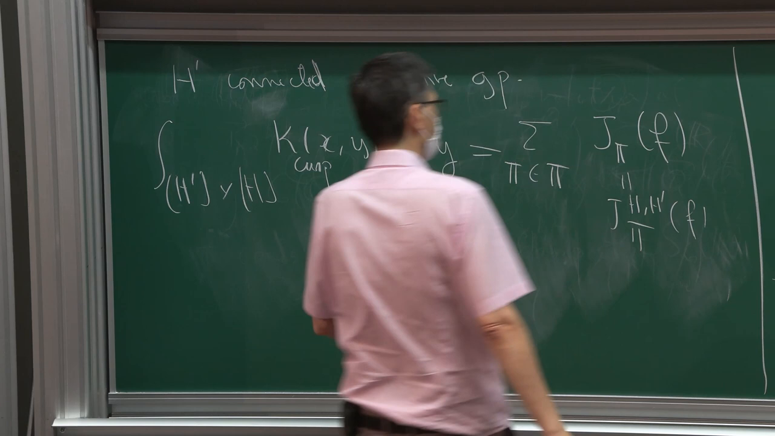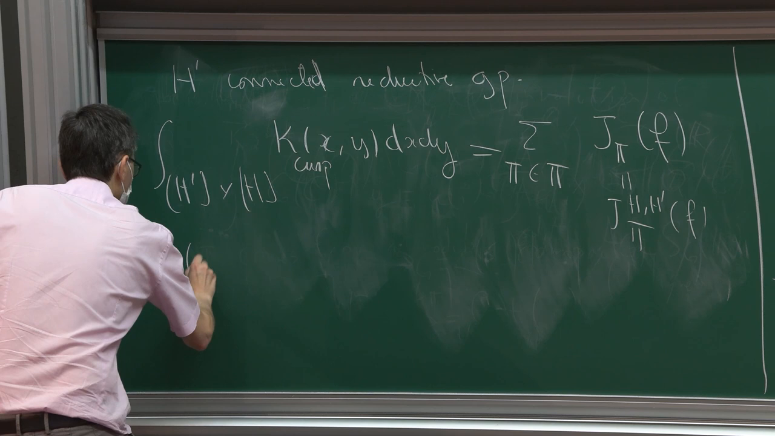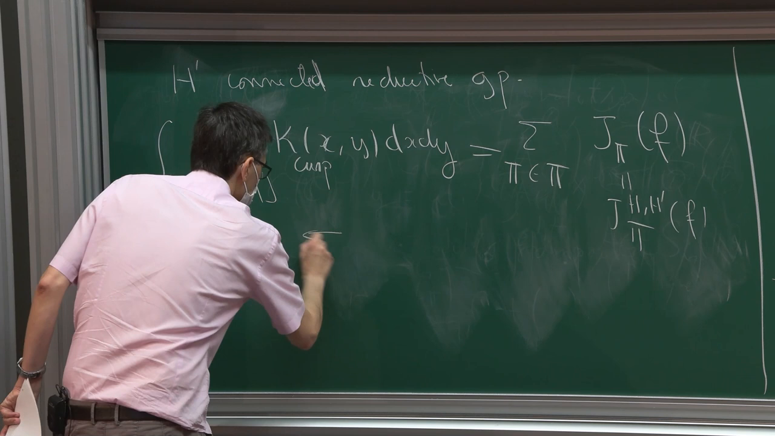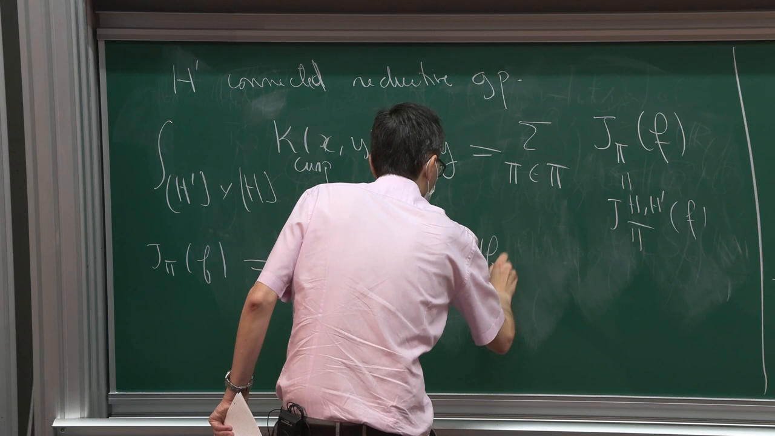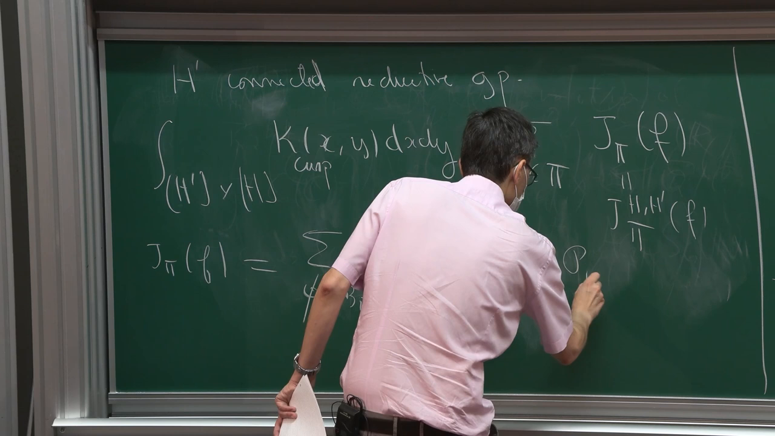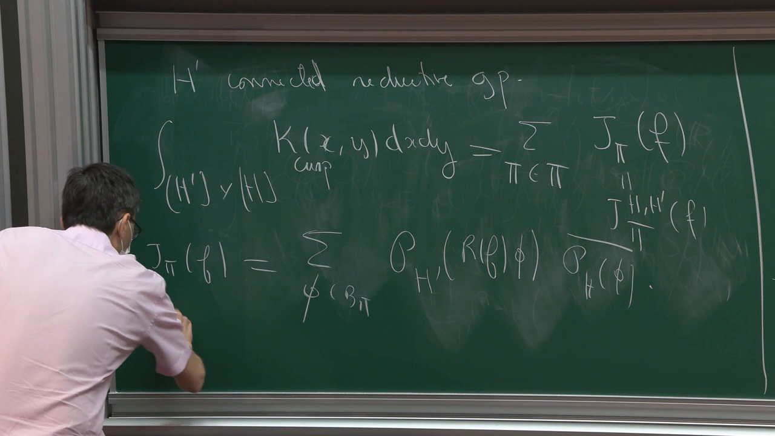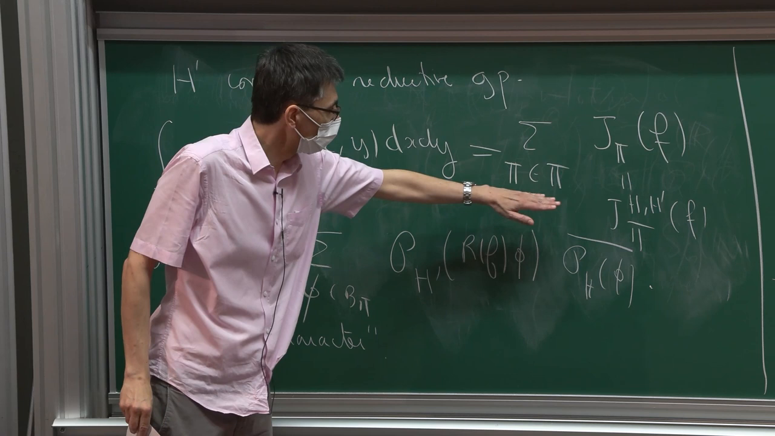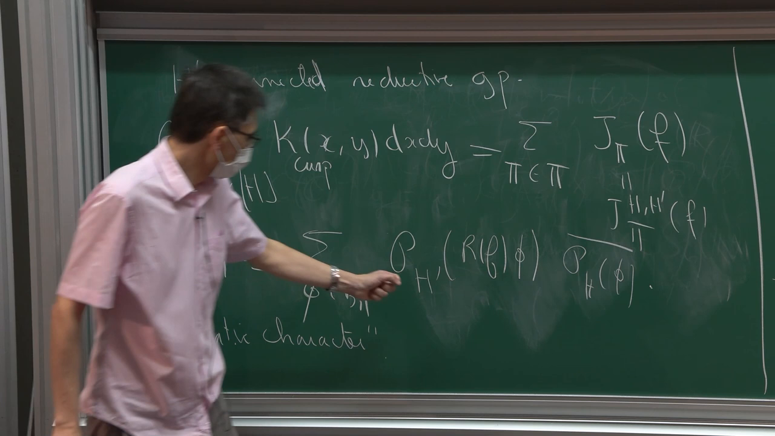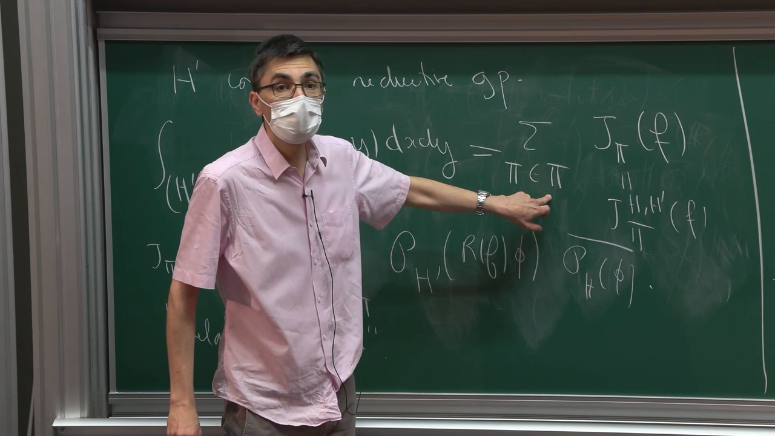or more correctly, this should be noted J pi H H prime of f, but for the lecture, this is simply J pi of f. And what is J pi of f? This is what is called a relative character. So this is defined as a sum over an orthonormal basis, as before, of the period along H prime of R f acting on phi times the complex conjugate of the H period of phi. So this is a relative character. So here we have a sum over cuspidal automorphic representations, but because the period of H prime and H appears, here the spectrum is reduced to representations that are both H and H prime distinguished.